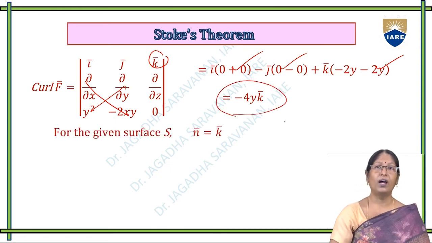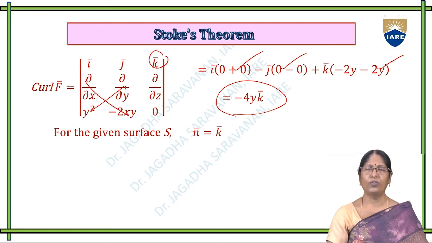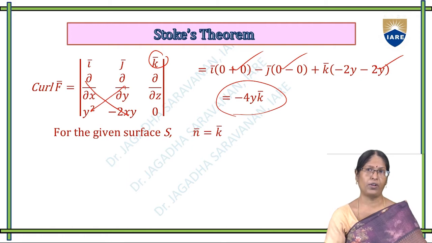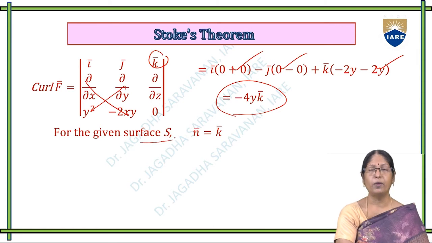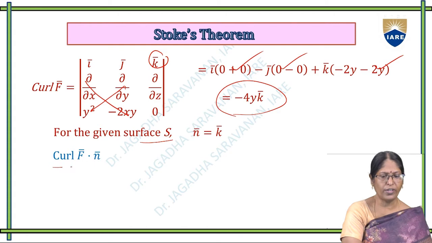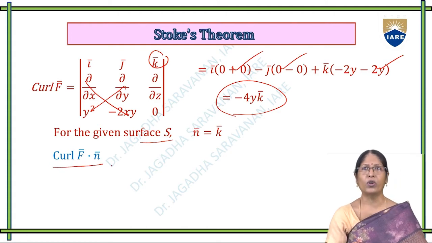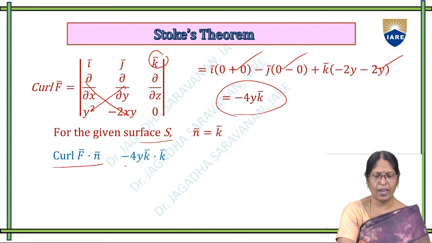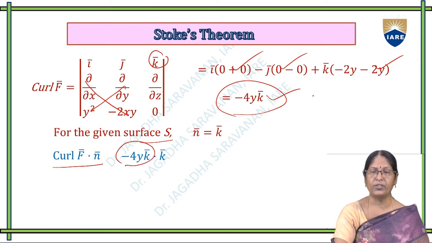Now this curl f we completed. For the given surface S, it's an xy plane. So when xy plane is there, the unit normal vector is k, which is perpendicular, which is normal to our xy plane, that is our surface S. So we want now curl f dot n.